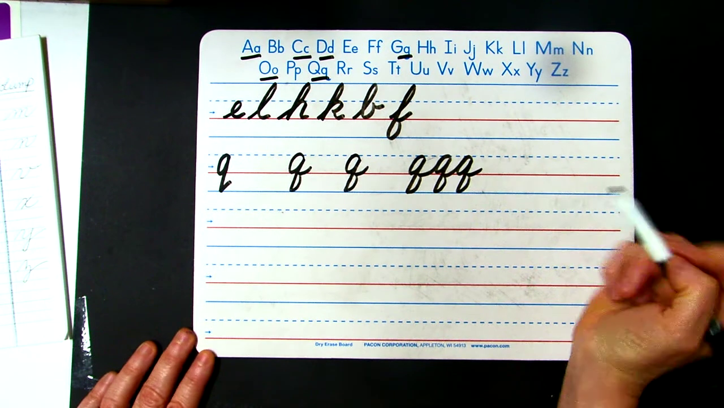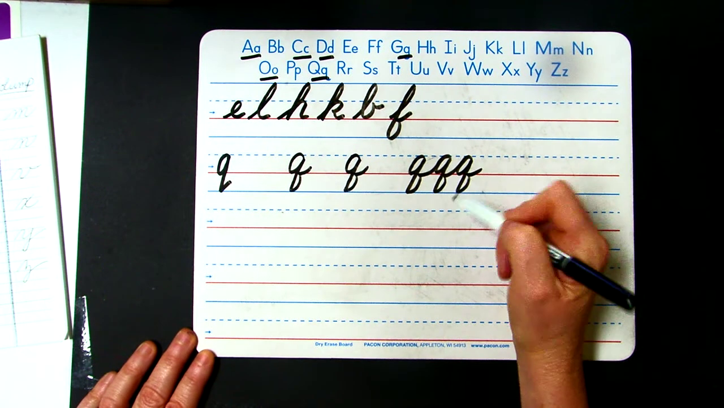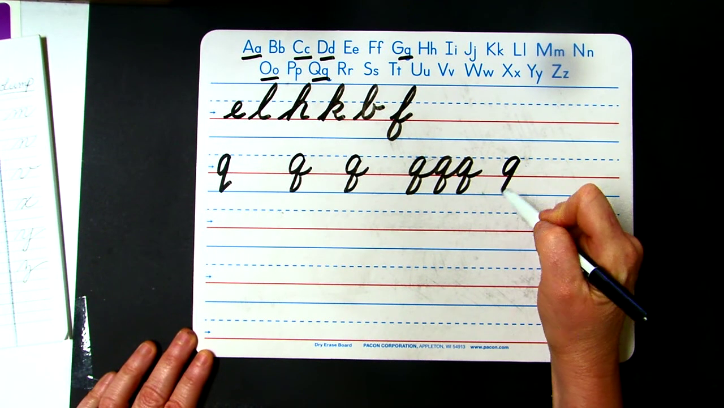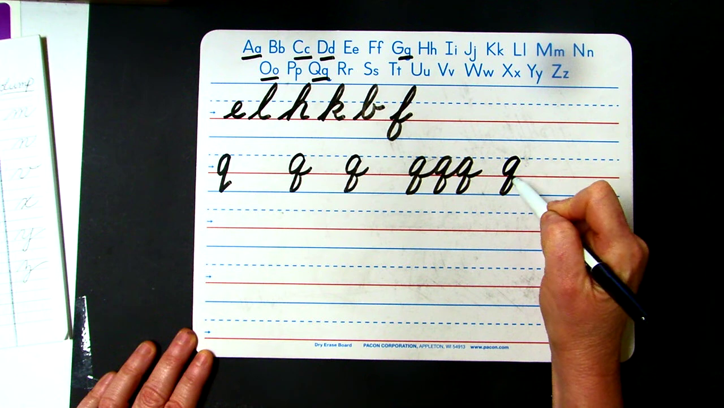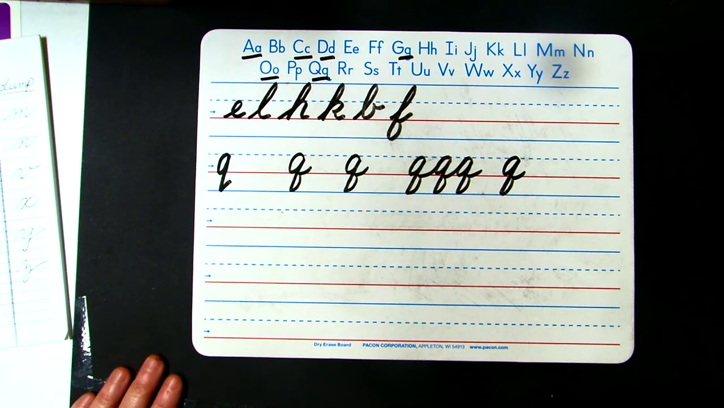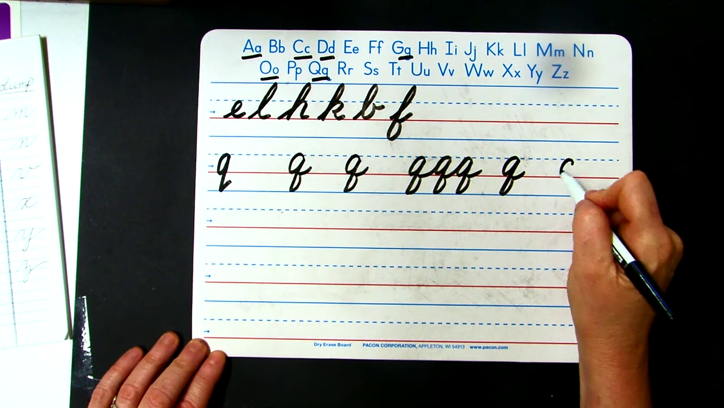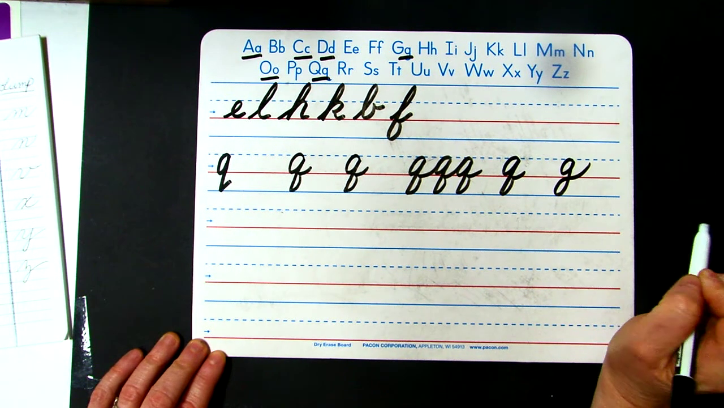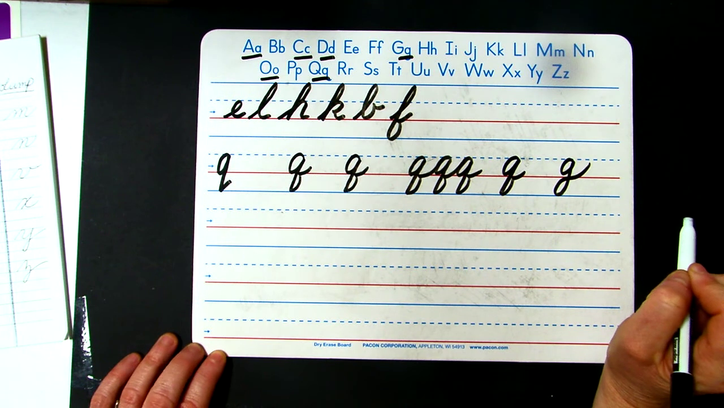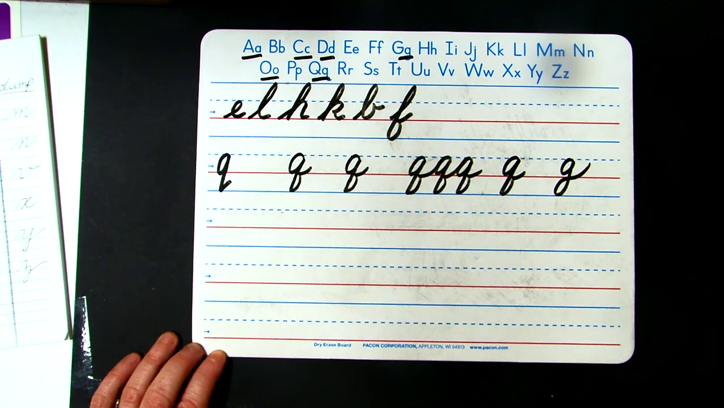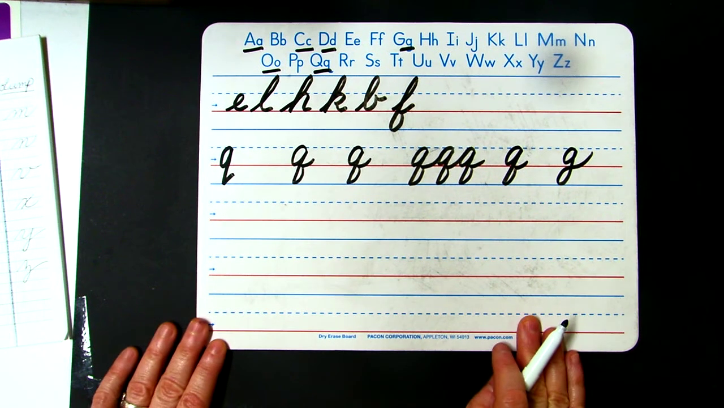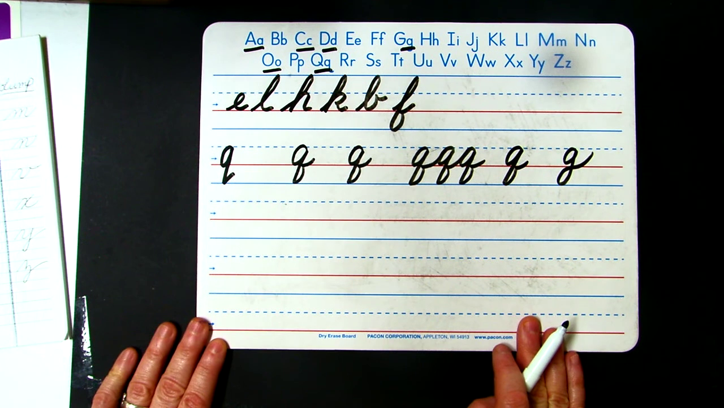So a key part of the Q is that straight diagonal line right here. That's kind of a key part of the Q. All right. I know it looks a little bit like a G, but remember G curls the other way, and that's the big difference between the two. All right, so practice some Q's, press pause and practice.